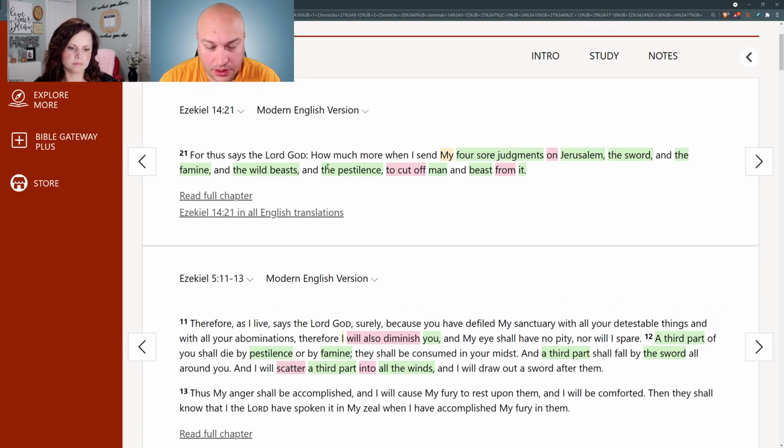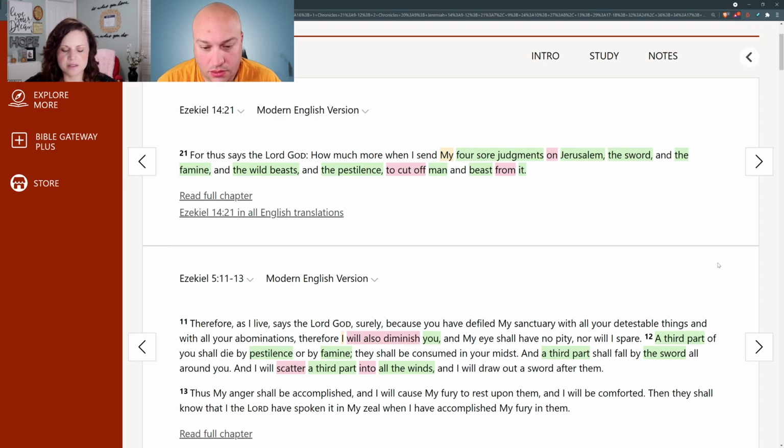Go ahead, we'll read these 2 in Ezekiel. Ezekiel 5:11 through 13. Therefore, as I live, says the Lord God, surely because you have defiled my sanctuary with all your detestable things and with all your abominations, therefore I will also diminish you. Oh, I'm sorry, Ezekiel 14, verse 21. For thus says the Lord God, how much more when I send my 4 sore judgments on Jerusalem, the sword and the famine and the wild beasts and the pestilence, to cut off man and beast from it. And then now Ezekiel 5:11 through 13.